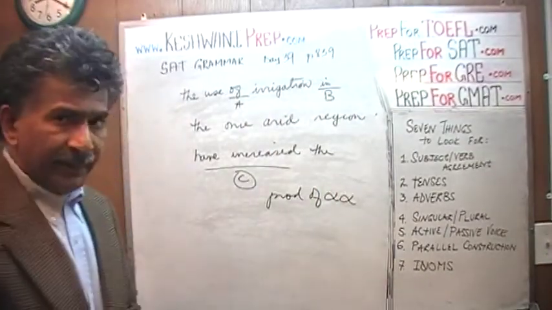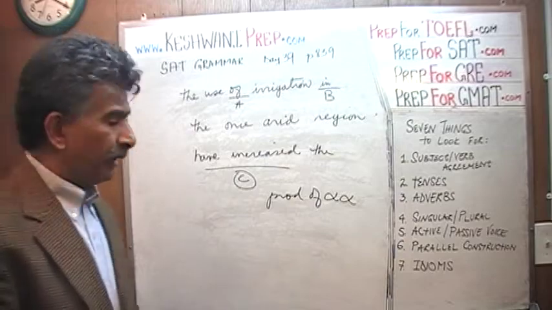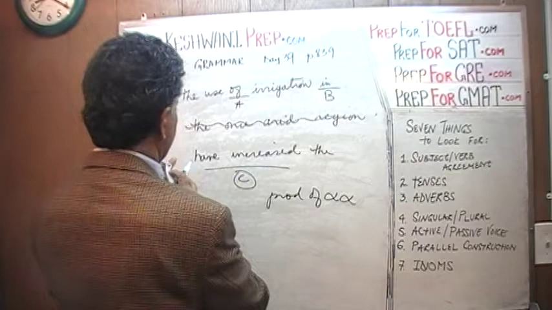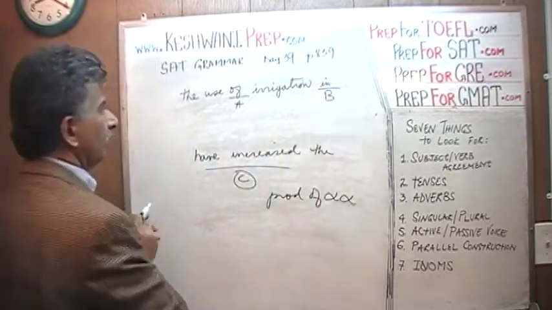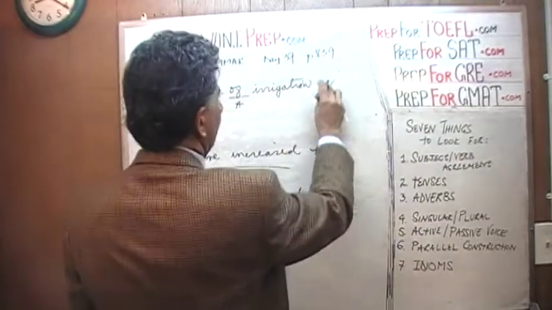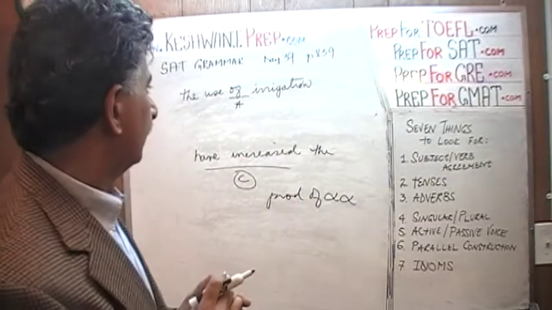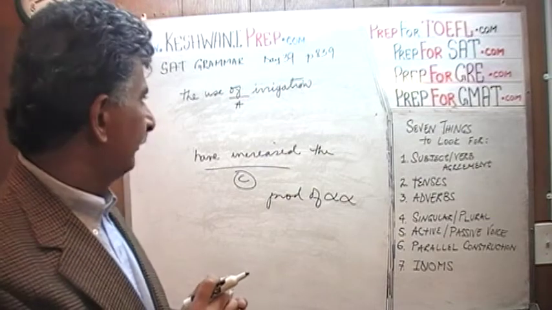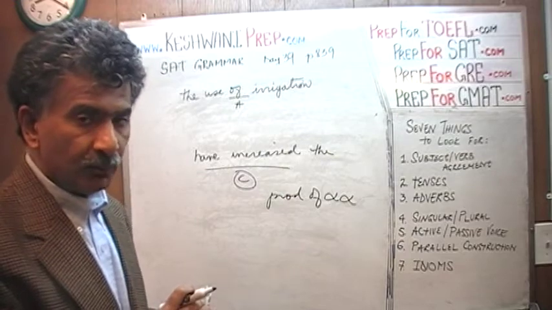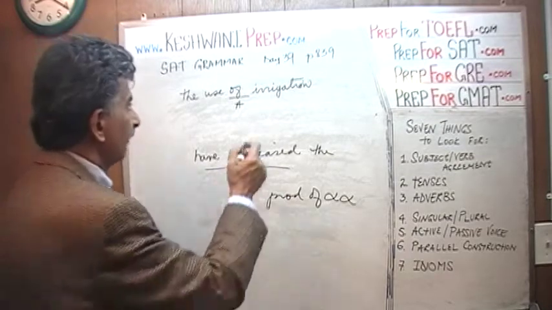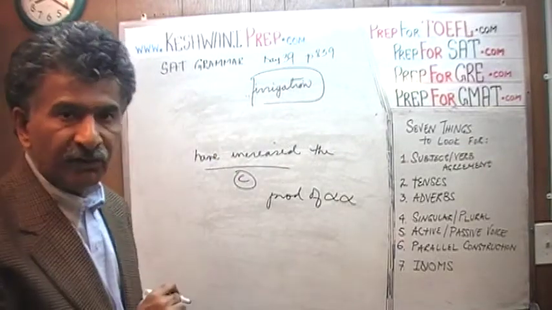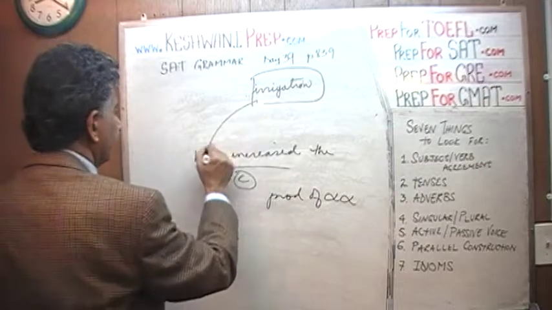The use of irrigation in the once arid region. That's the boring bit. We're not interested in that part. Ignore that part altogether. The use of irrigation, well, in that case, we'll have to cross out in also. The use of irrigation. Okay, now watch what happens. The subject of this sentence is what we're trying to locate here. What's the subject of this sentence? The subject of this sentence is irrigation. You can ignore that part also. That's the subject of the sentence.